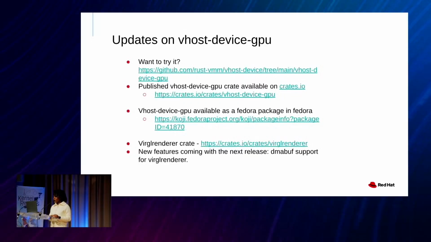And some updates on the virtual GPU we have. If you want to try it, we have it in the RusVMM repository, and we also have it published as a crate. We have it packaged as a Fedora package if you have a Fedora distro and want to check it out. And then we have the virglrenderer script available in case you're working on some virtual GPU related feature. You could also use the crate. And we also have some new features coming in, like the DMA-BUF support for virglrenderer.